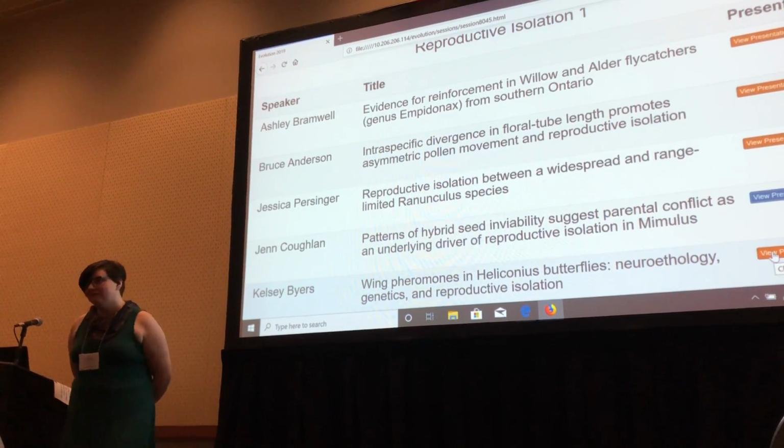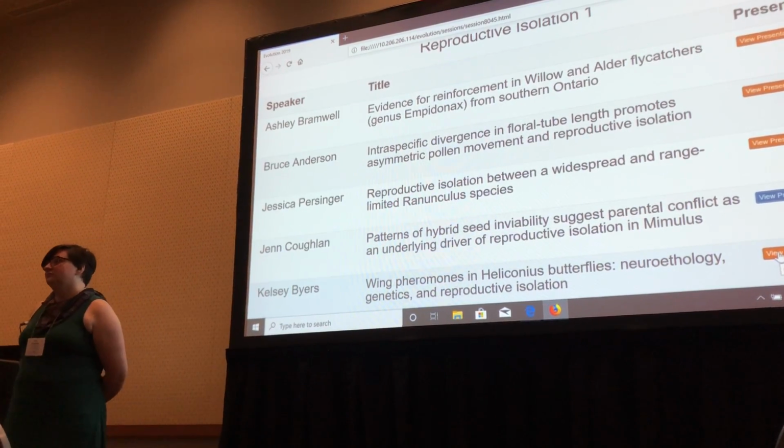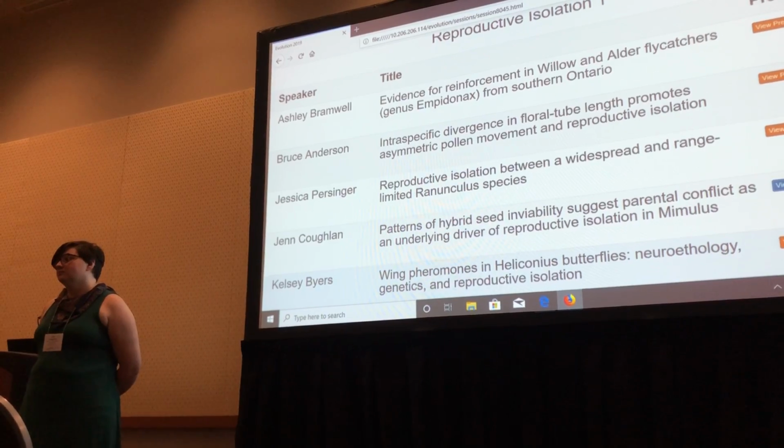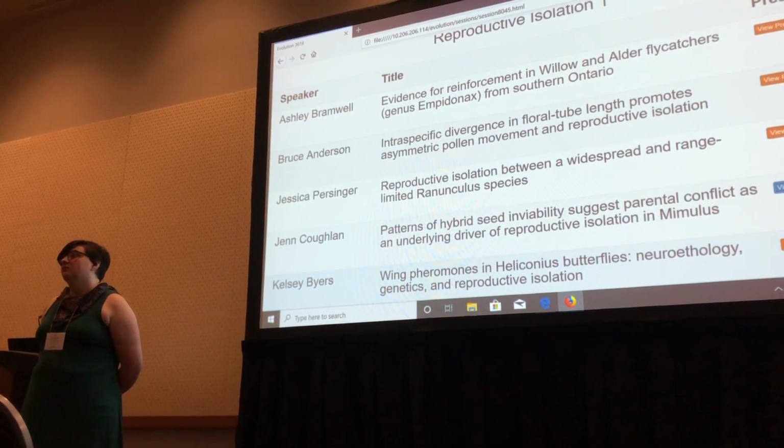You looked at traits for decorus and maybe guttatus and overlap. Is there overlap in the environment that they're found in, or anything climatic?